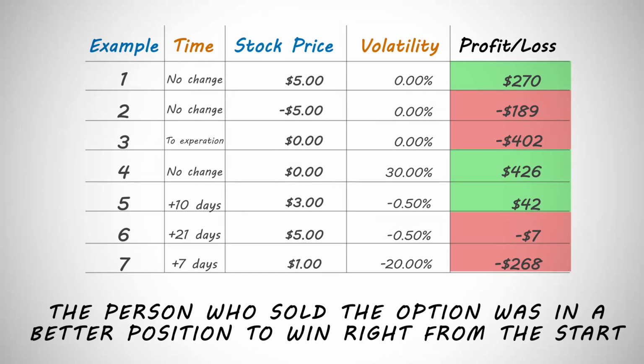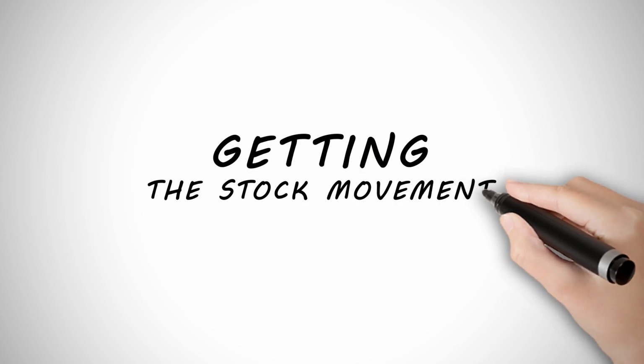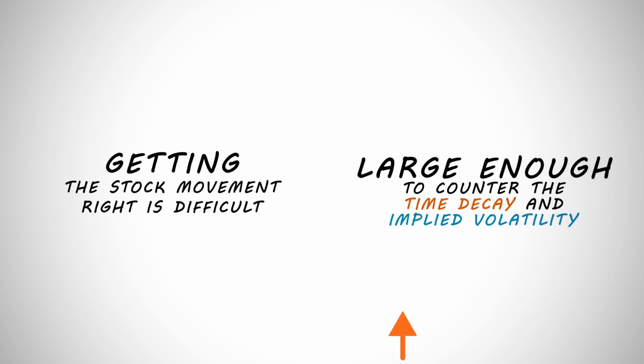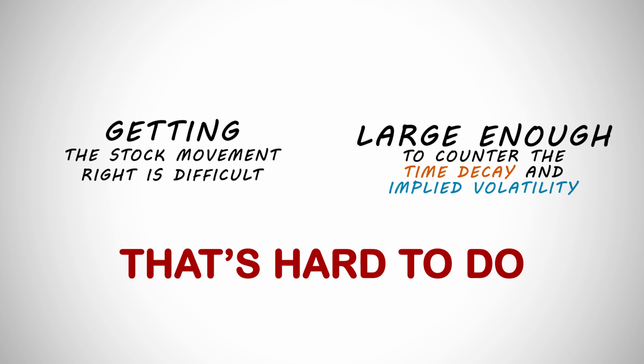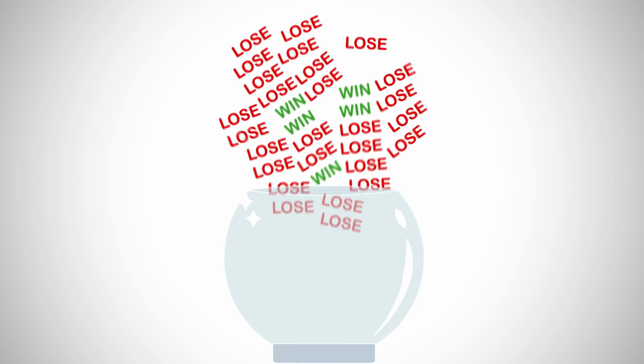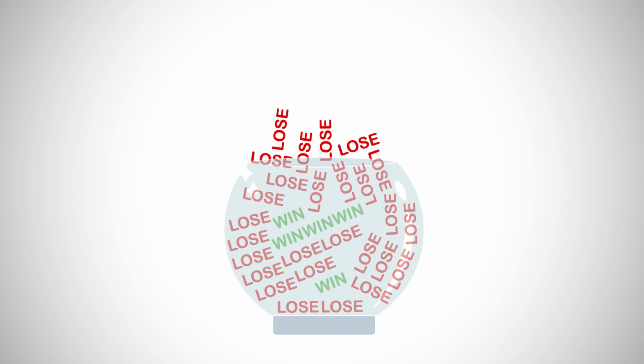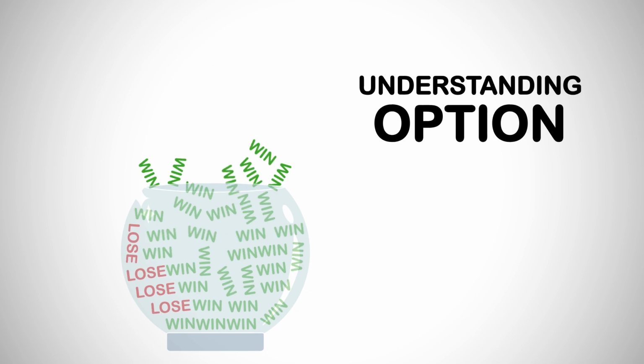The person who sold the option was in a better position to win right from the start, and in most cases, they did. The problem is most new option traders do something similar to this. They buy out-of-the-money options and then hope that the stock's price movement more than makes up for the loss in time decay and volatility. However, getting the stock movement right is difficult, but to also have it move up by an amount large enough to counter the time decay and implied volatility, well, that's hard to do. The fact is, people who end up buying options typically lose more than they win, and oftentimes a lot more. Fortunately, you don't have to be on the buy side.